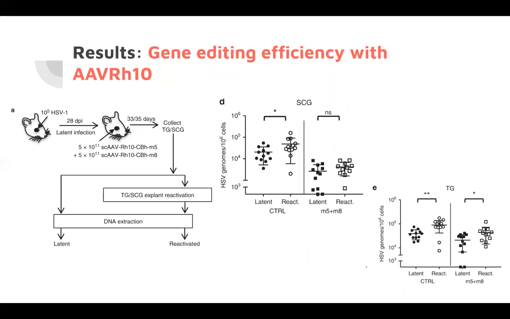So after this, they took TG and SCG samples after the dual treatment, and they found significant loss in HSV genomes. This is just to further support the idea that the dual meganuclease treatment is much more effective than the single meganuclease treatment.